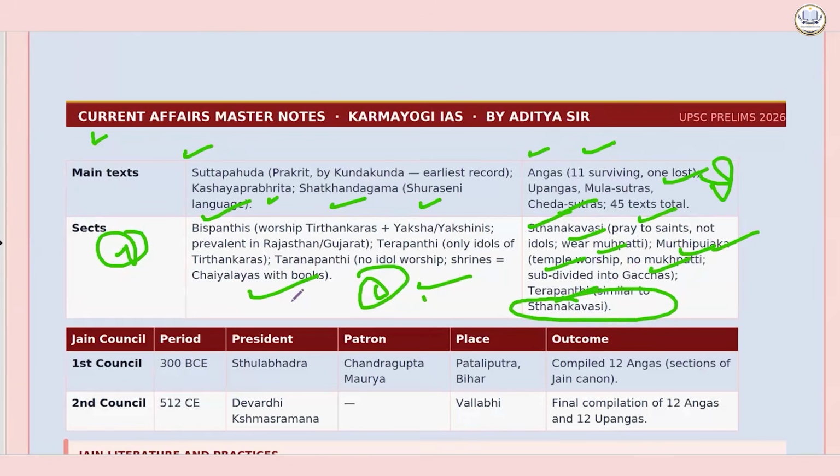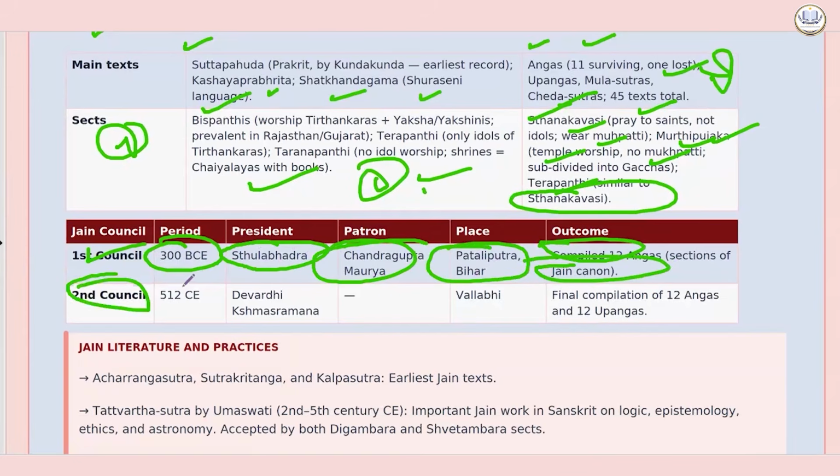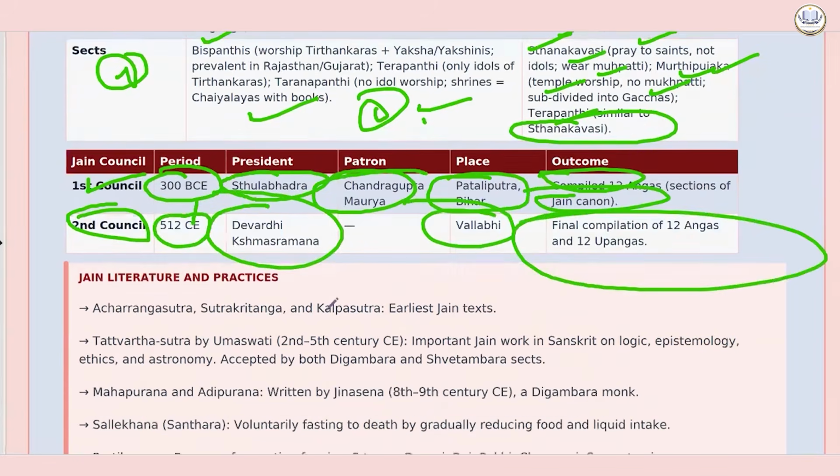Now, the first Jain Council happened in 300 BCE under the presidency of Sthulabhadra, patron of Chandragupta Maurya, in Pataliputra, Bihar, where the Purva section of the Jain canon was compiled. The second council was in 512 CE, after a long period of time. The president was Devardhigani Kshamashramana. The place was Vallabhi. Final compilation of 12 Angas and 12 Upangas.